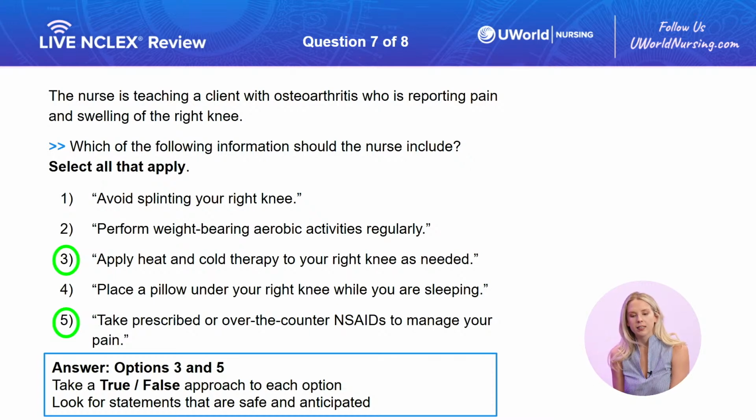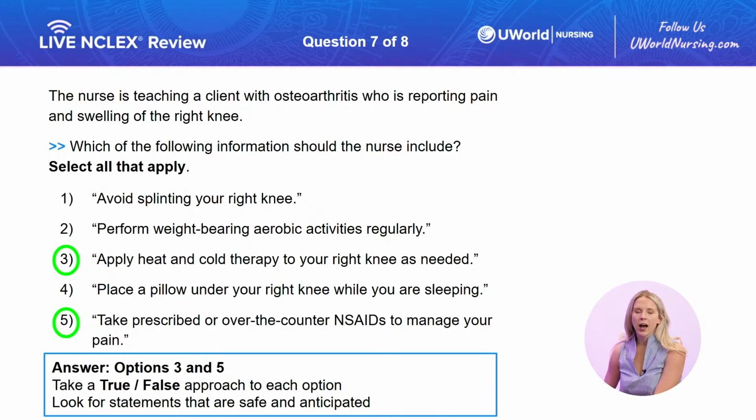And option 4, placing a pillow under the right knee. In all reality, we want to put a pillow under the feet to help allow some of that swelling to gradually go down, not underneath the affected knee, so under the feet. Again, option 3 and 5 were correct.